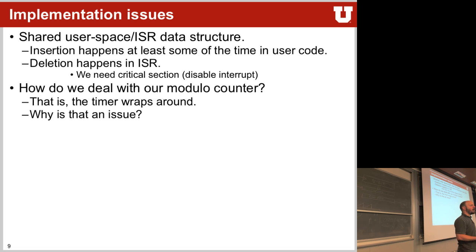Another problem: how do we deal with a modulo counter? This particular counter that we had here, assume it's 16-bit, so we can count up to 2 seconds. What if your event is 5 minutes from now? How do you schedule that? Any ideas?